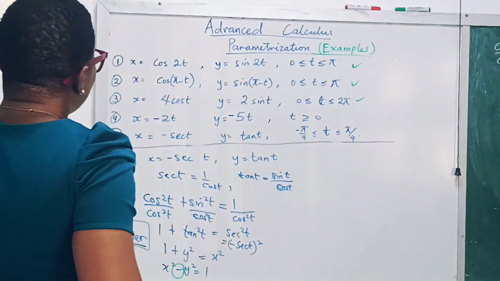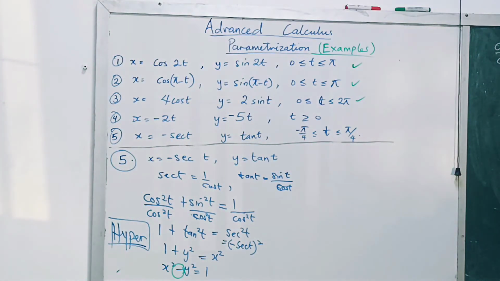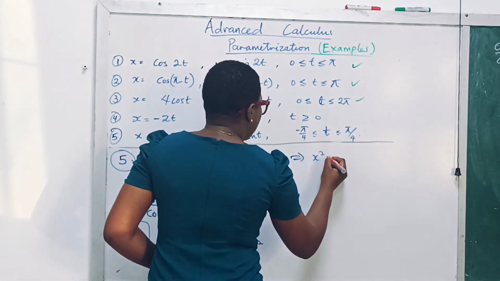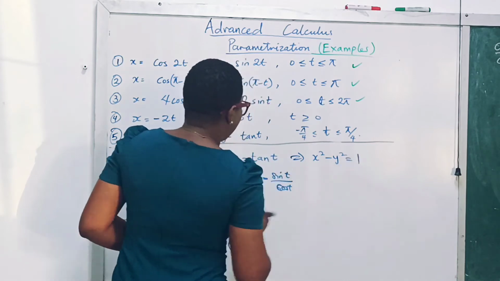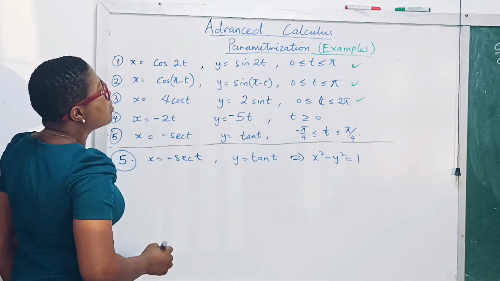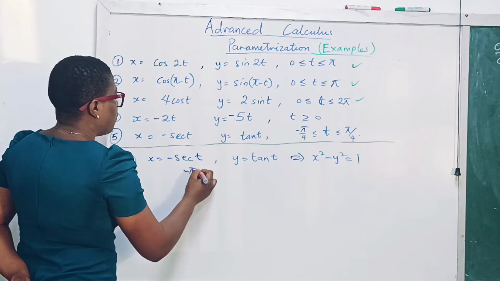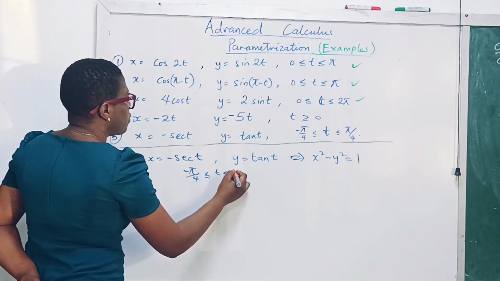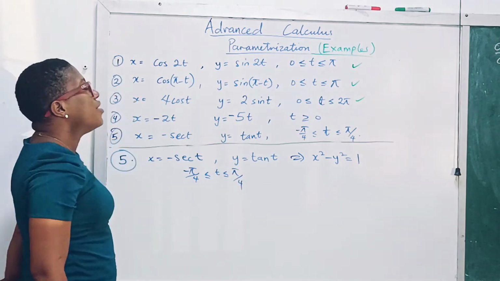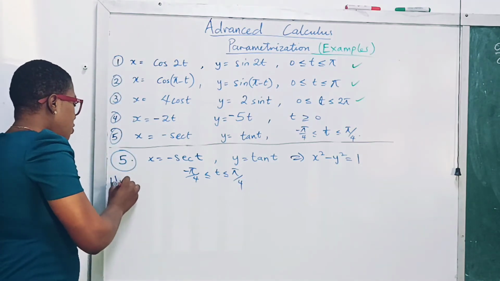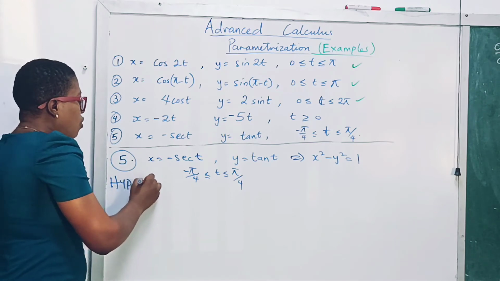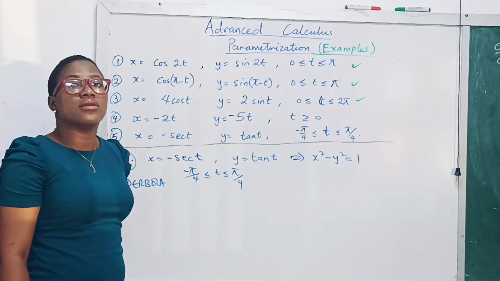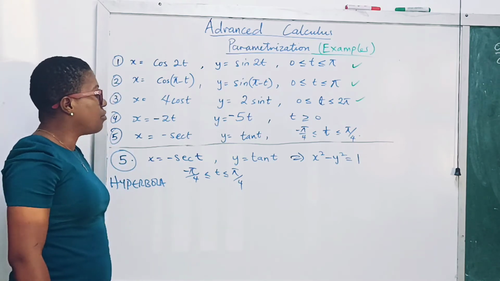So, the next thing is to try to sketch it. So we have x squared minus y squared is equal to 1. So we know that minus pi over 4 is less than or equal to t, is less than or equal to pi over 4. When you get to this type of equation, your question is to know whether it is full, it is half, and all that. That's your aim.